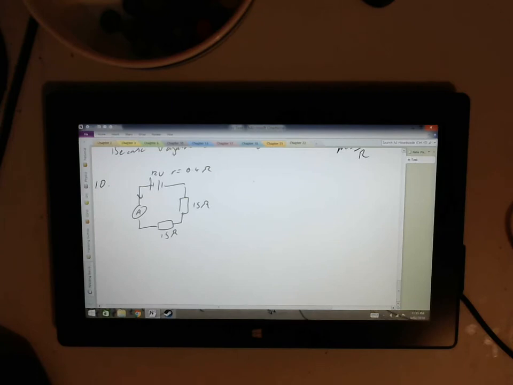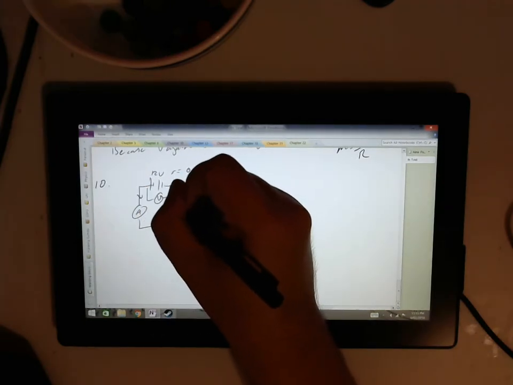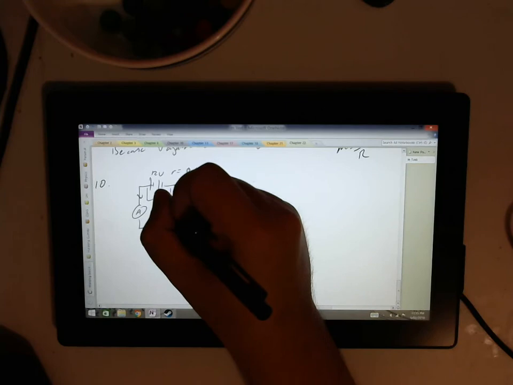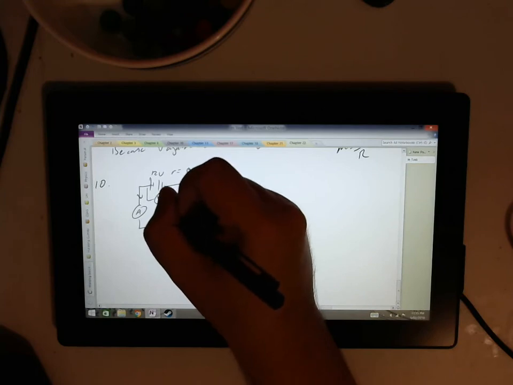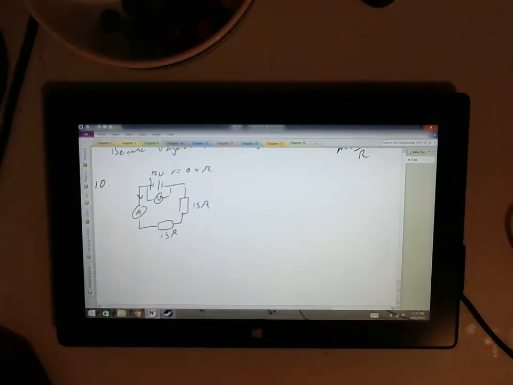We want to calculate the readings on the circuit meters shown. Sorry, I missed a voltmeter across the battery. We want to know what this V is going to say, and it probably won't say 12 volts, and what is this ammeter going to say? I'm going to have to work that out. We are still dealing with Ohm's law here. It's nothing different there.